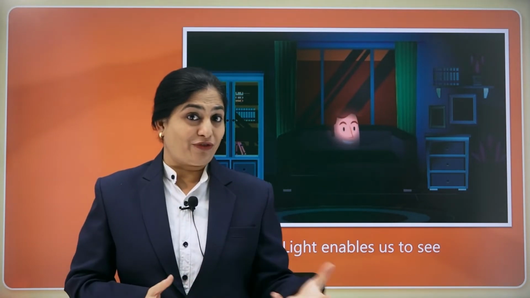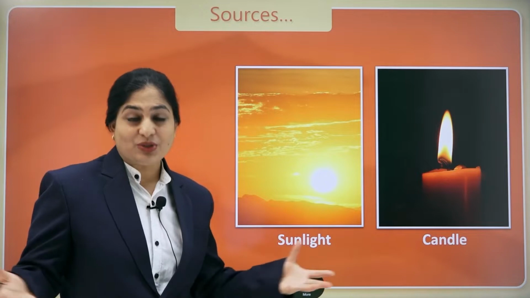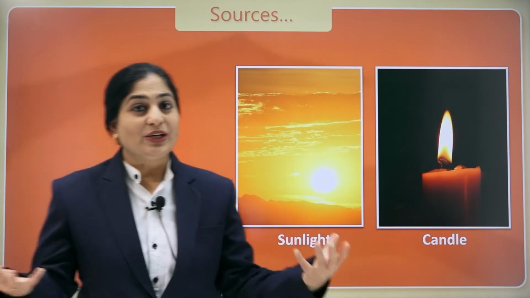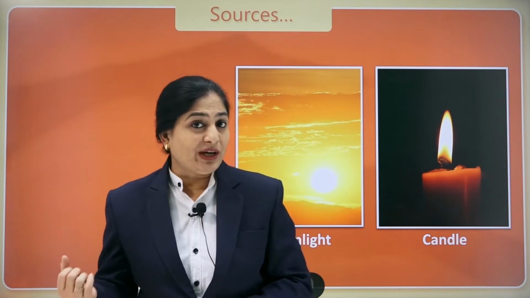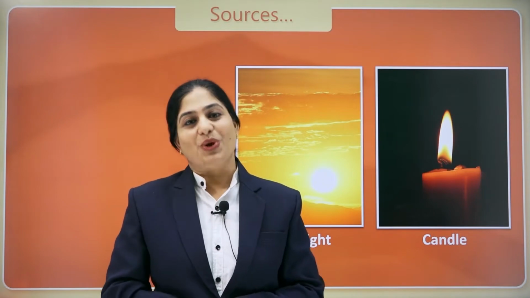So what are the sources of light? From where do we get light? Let us see. We have sunlight, which is a good natural source of light. We have a candle, which also gives light. These are good sources of light. Along with that, we have laser light, you may have a bulb in your home, you may have a tube light. So there are different types of light, and these are the sources of light.